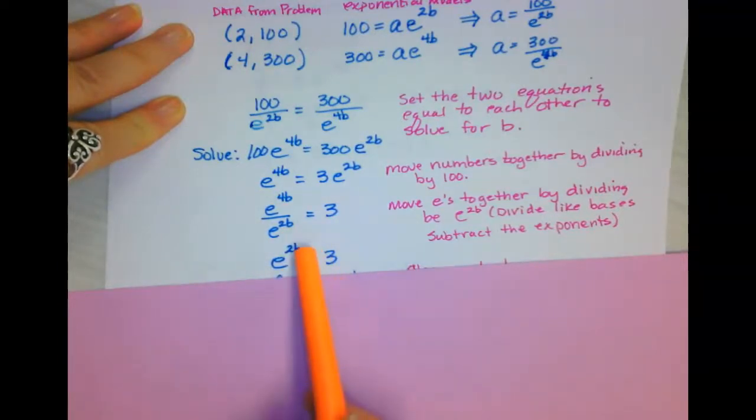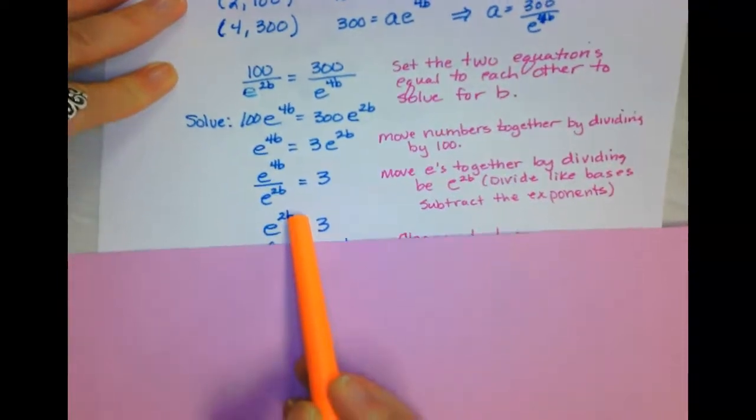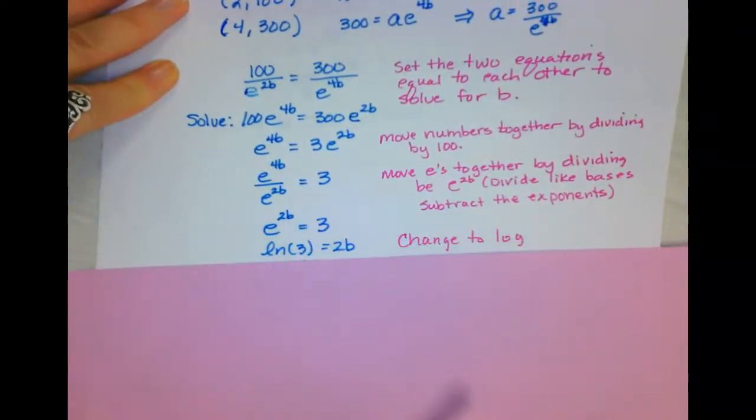So how do we get the b out of the exponent? Remember, we practiced this. We convert exponentials to logs and logs to exponentials. And in this case, since this is an exponential, it goes to a log. It goes to natural log because that's a base of e. And so I have this. So how do I get b by itself? Divide both sides by 2.